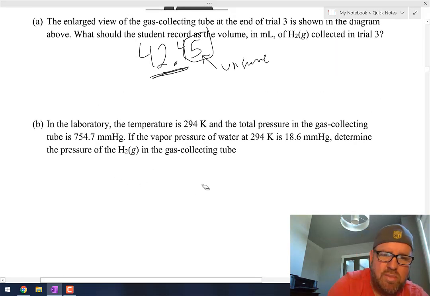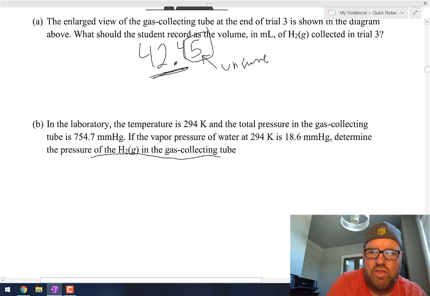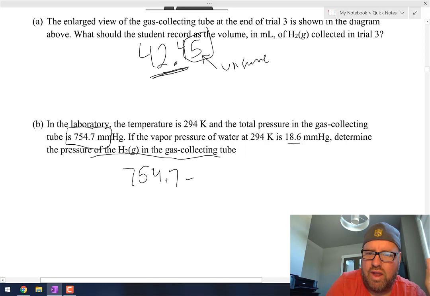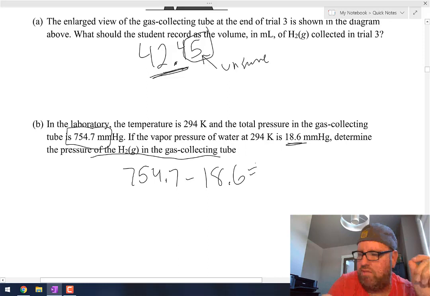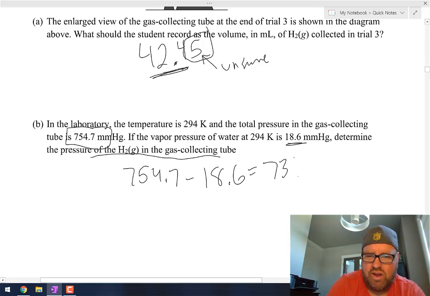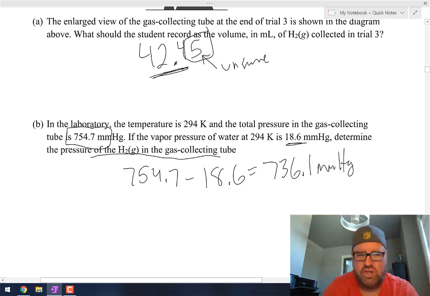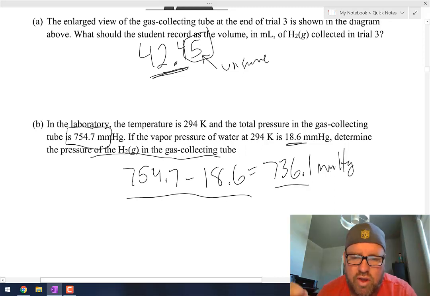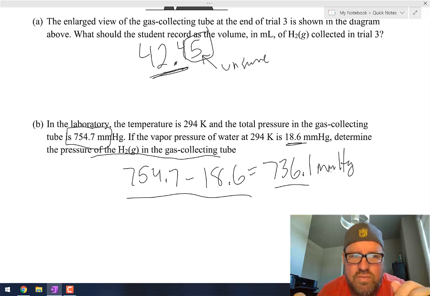Let's go ahead and back up here. If they just want the pressure, determine the pressure of the H2. Well, the total pressure is 754.7, and then the water vapor pressure is 18.6. That's all we've got to do here: 754.7 minus 18.6 equals 736.1 millimeters of mercury. And yes, you would have to show that subtraction there, don't just write 736.1. Now, let's go a little bit farther, though, because that's it for that question. That's all you had to do.